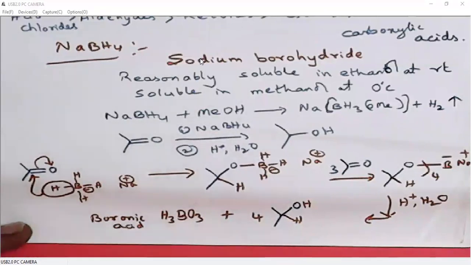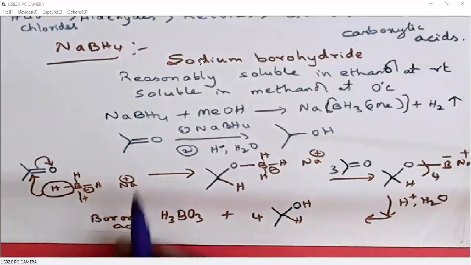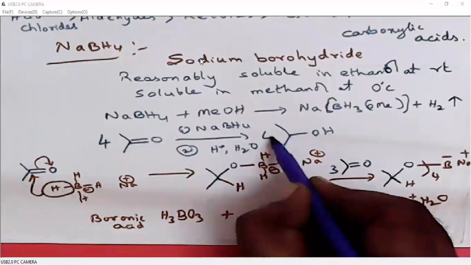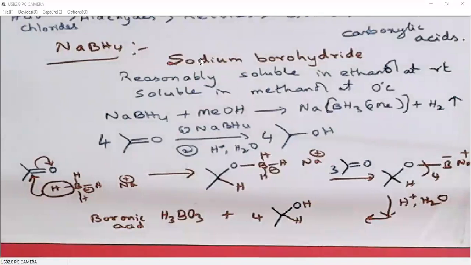Yeah, you can take the notes. So the overall reaction is that when we add 4 carbonyls to 1 equivalent of sodium borohydride, it will reduce them. That means 1 equivalent of sodium borohydride will reduce 4 equivalents of carbonyls.